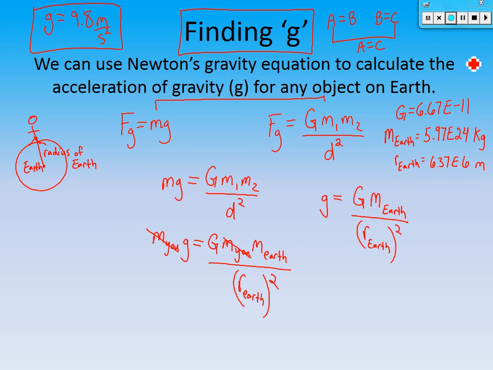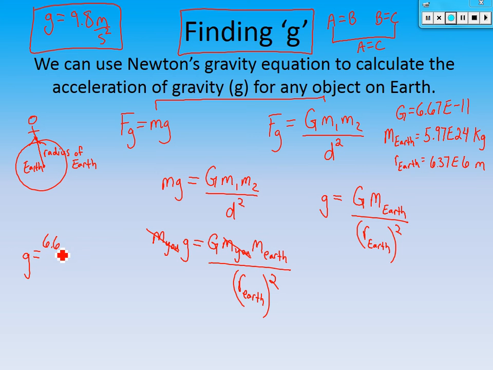Okay, so I just asked Siri what the mass of the Earth is. And so for mass of the Earth, we're going to put in 5.97 e to the 24th kilograms. And the radius of the Earth was 6.37 e to the 6th meters. And then we're going to square it. So I would like you to try that. I know it's not on the guided notes, but try to calculate what g is.